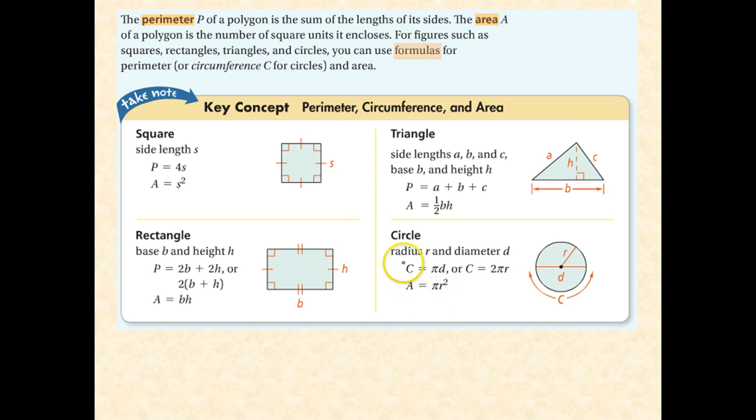So I would put these in your notes. I would commit these to memory. Actually, commit all these to memory. They're all pretty important. These you should memorize. Perimeter, you can pretty much just add up the side lengths of any figure they give you. But these are important formulas to remember and to have in your notes.